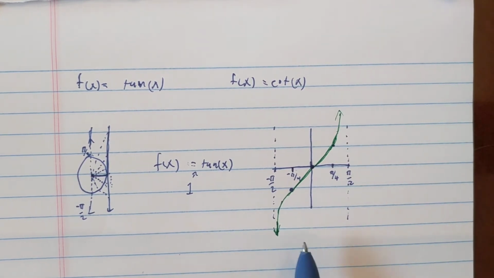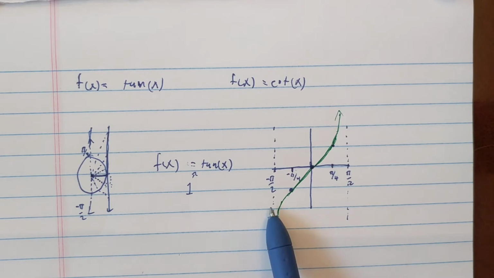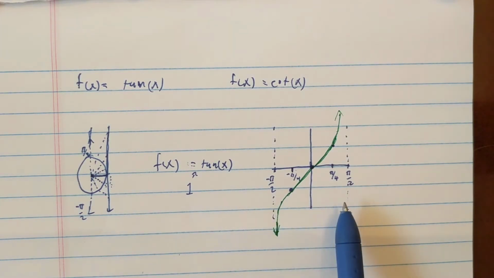Now notice how in sine and cosine, secant and cosecant, the set period is 2 pi. But notice this just goes from negative pi over 2 to pi over 2.